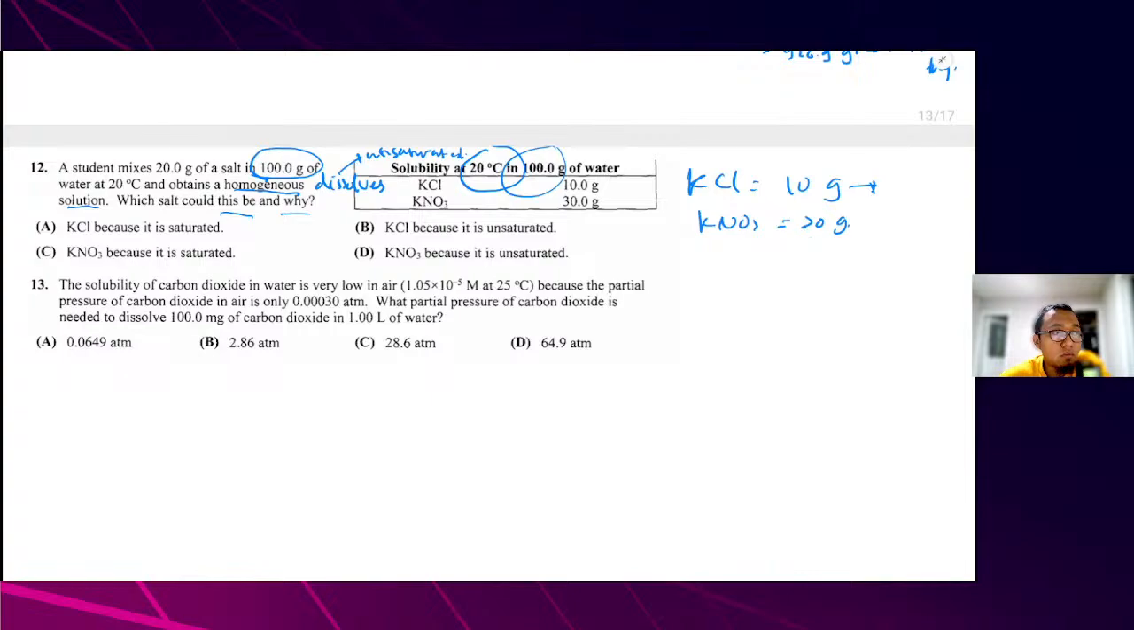However, the KNO3 maximum is 30 gram. The solubility maximum is 30 gram, so when we add just 20, it will be dissolved completely. So we can eliminate options A and B, and we have option KNO3 because this one is unsaturated. If the amount added is below the solubility limit, it dissolves completely, giving an unsaturated solution. Number 13.